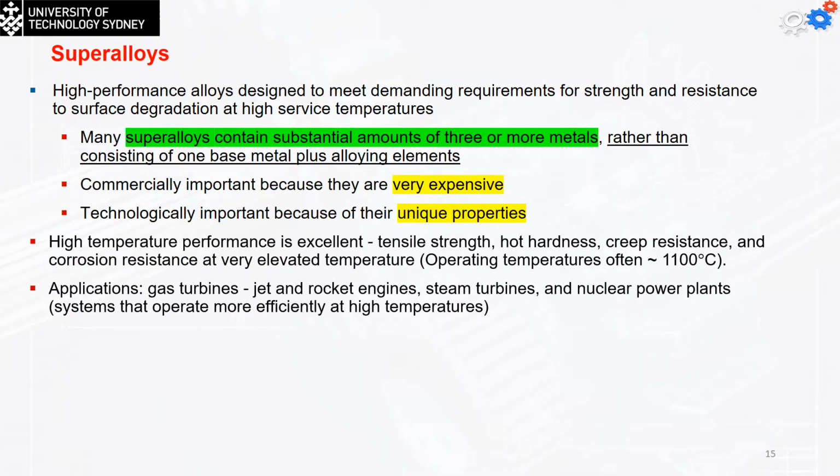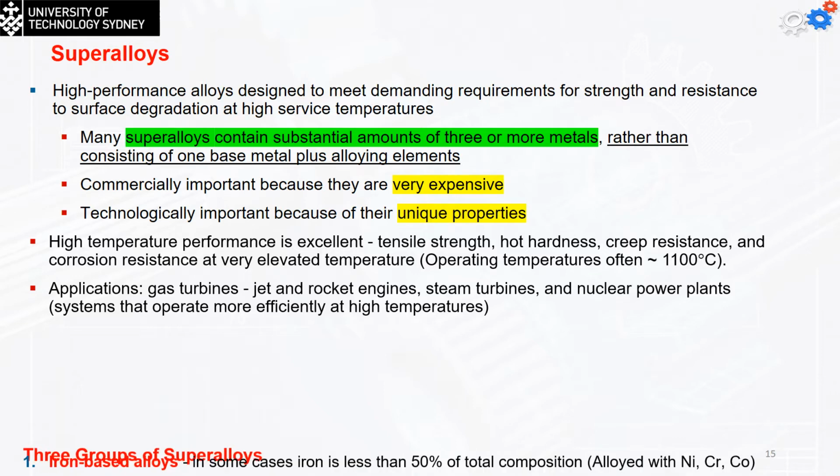The high temperature performance is excellent: the tensile strength, the hot hardness, the creep resistance, and the corrosion resistance at very elevated temperatures, which can reach operating temperatures of often 1100 centigrade. Applications include gas turbines, jet and rocket engines, steam turbines, and nuclear power plants, where the system operates at a higher temperature.